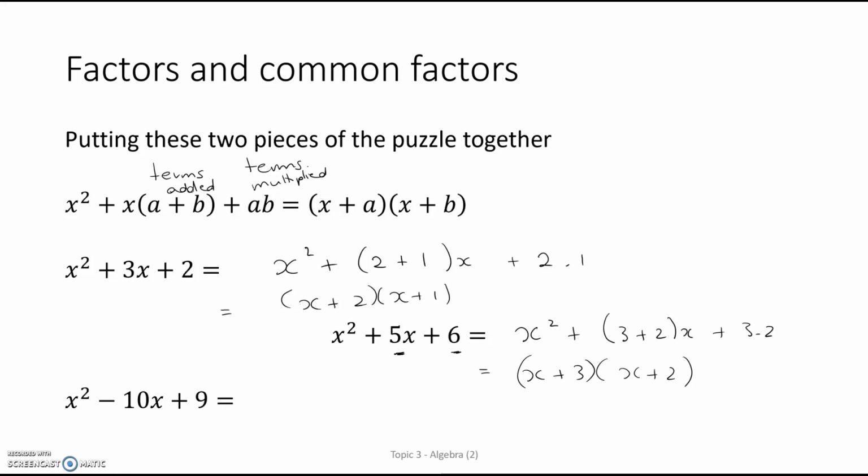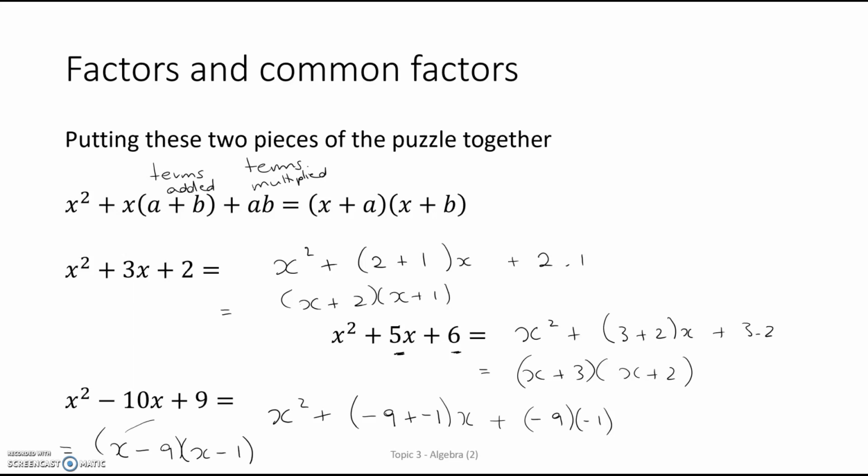Now it does get a bit more complicated when we've got minus signs in there. So let's check this. We want x squared plus, now we want numbers that add to make negative 10 and multiply to make 9. Maybe negative 9 plus negative 1, and then negative 9 times negative 1. How about that? Let's try that. So then that would be x minus 9 and x minus 1.